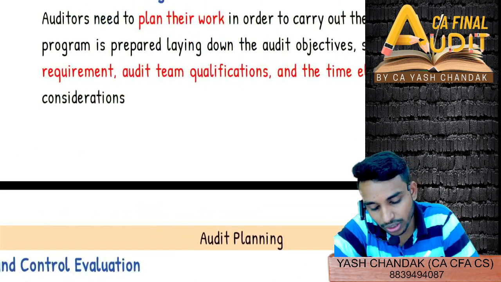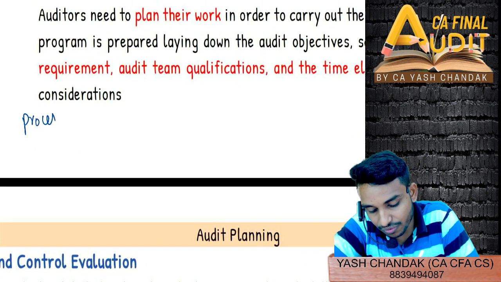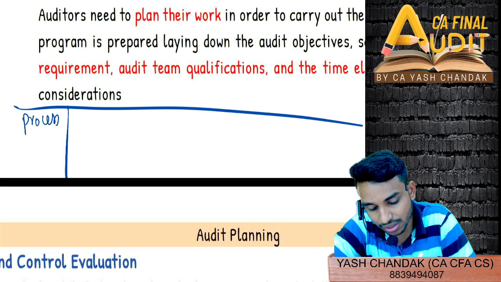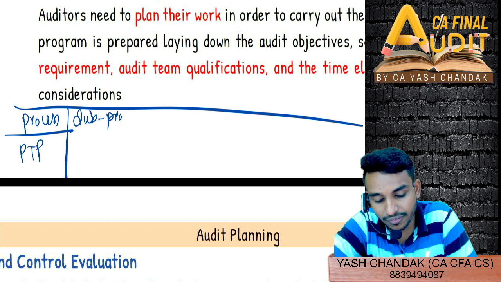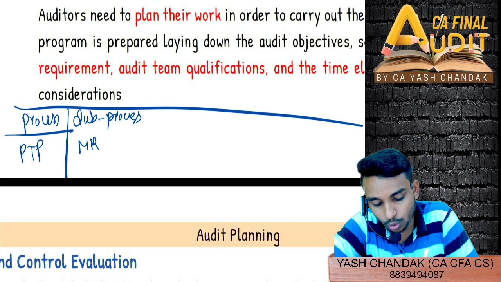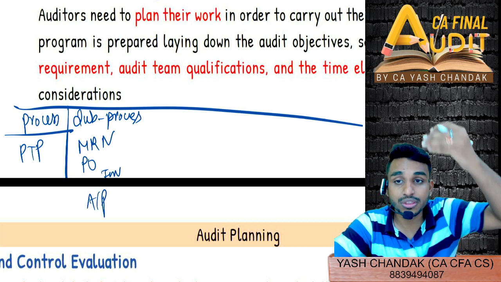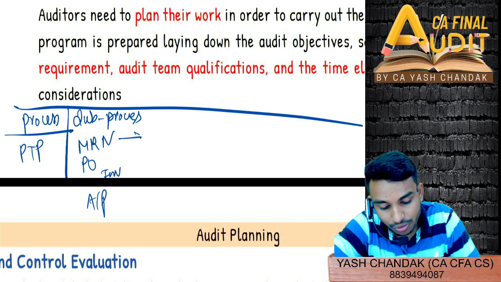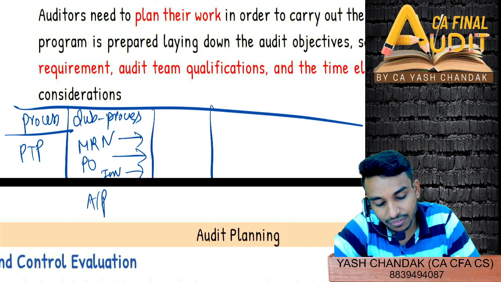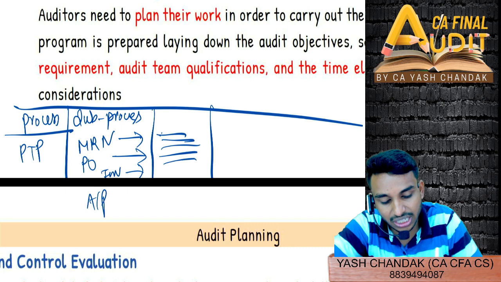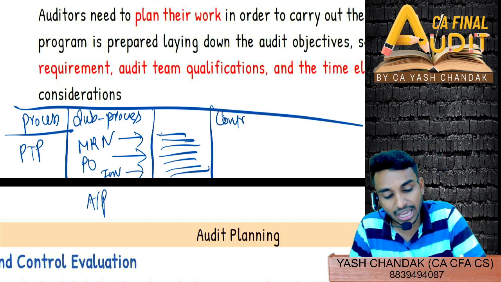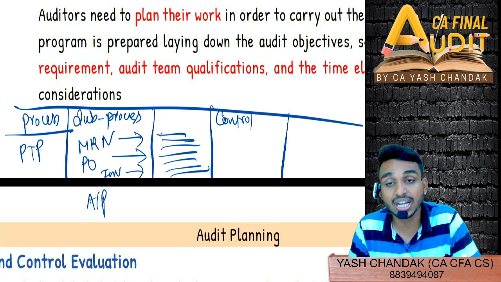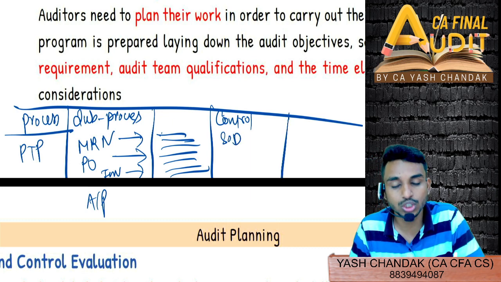So for example, suppose the process will be given first. In the Excel file, they will give you the process. Suppose it is P2P, procure to pay. Sub processes: they will give you material requisition note, purchase order, invoice, accounts payable. These are all sub processes. For all these sub processes, it will be mentioned what exactly happens in each particular process, what exactly has to happen. And for each process, they will also mention the controls. That is, segregation of duty should be there.